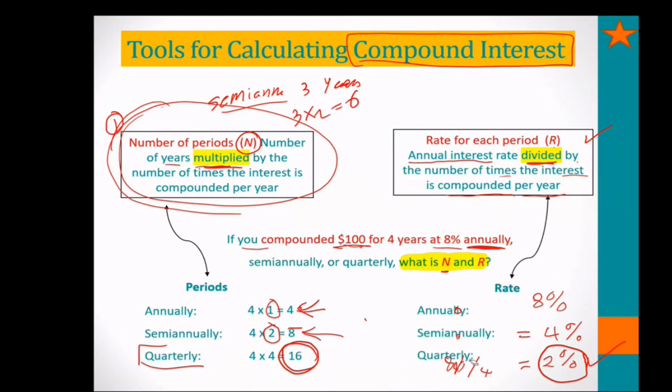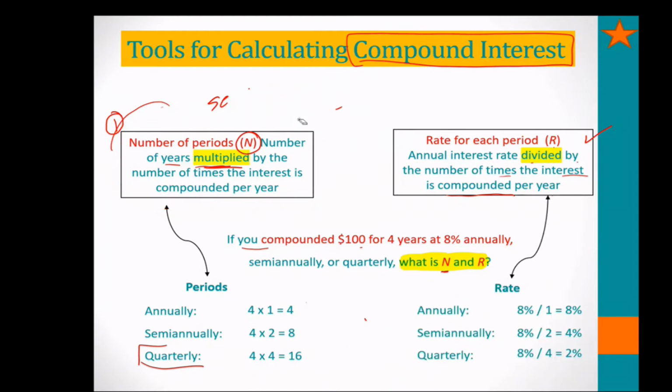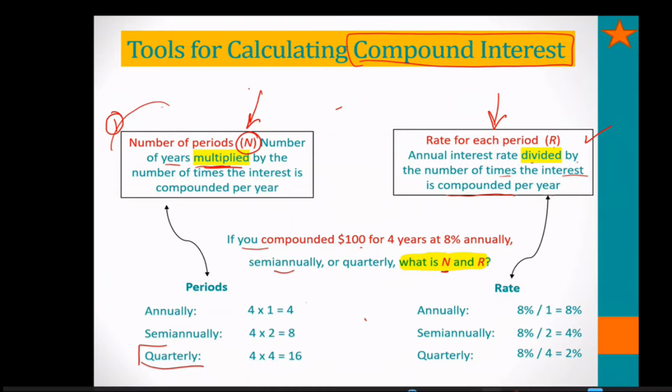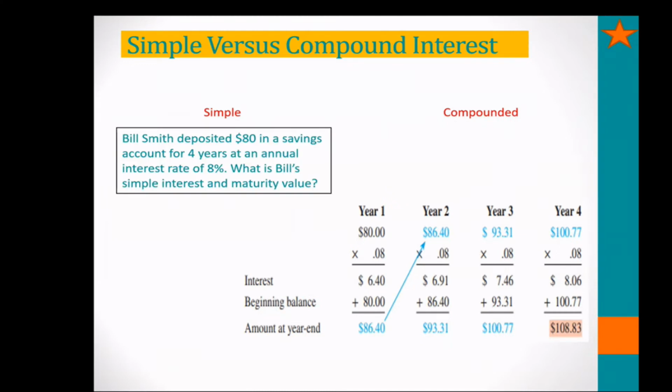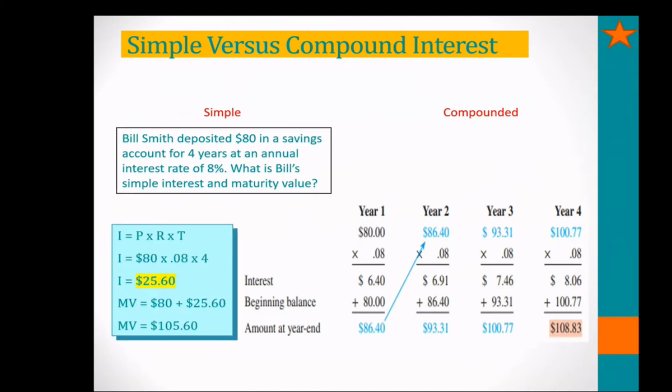What do I mean by table factor? Let's continue here. For compound interest, I need to know how many periods and what the rate is. Of course, it depends on whether it is annually or semi-annually. All this information will be given in the example. Here is just a simple comparison between simple interest and compound interest.